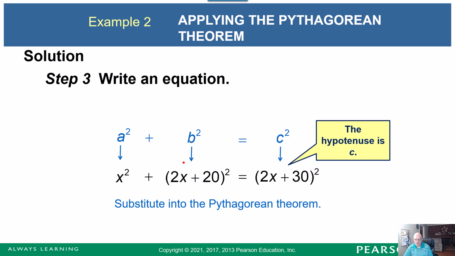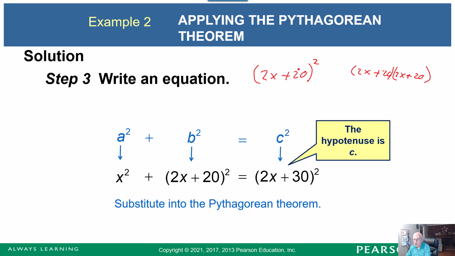Be careful about squaring the 2x plus 20 and the 2x plus 30. Just as an example, the 2x plus 20. If you're going to square that binomial, and I'm going to do it the short method, you can write it 2x plus 20 times 2x plus 20. That's the long way around.